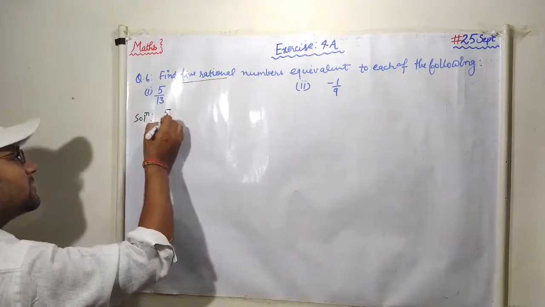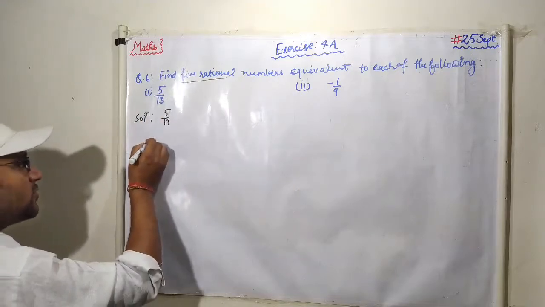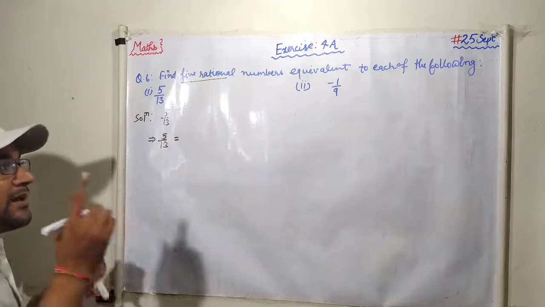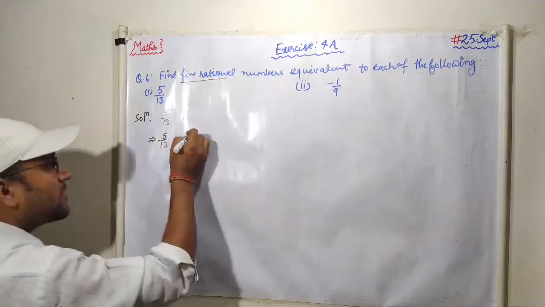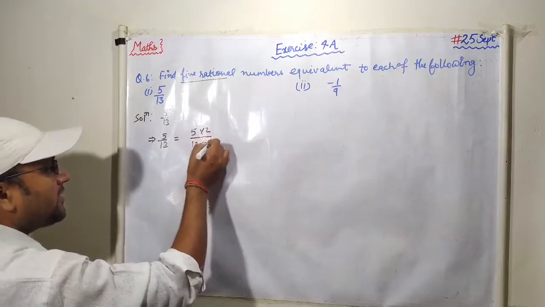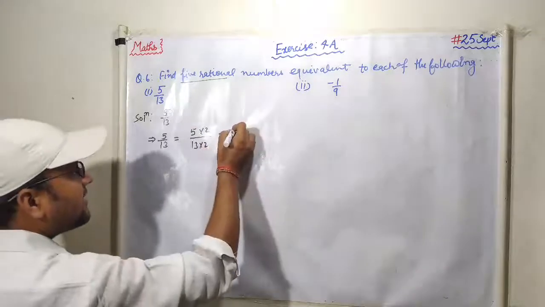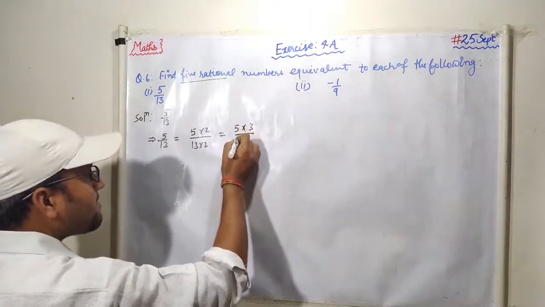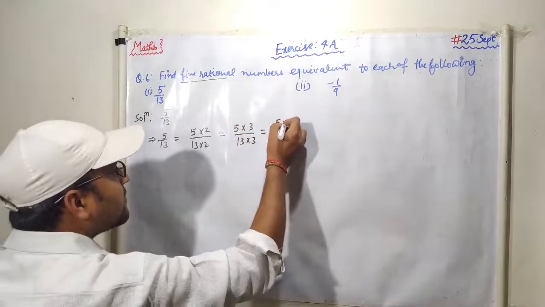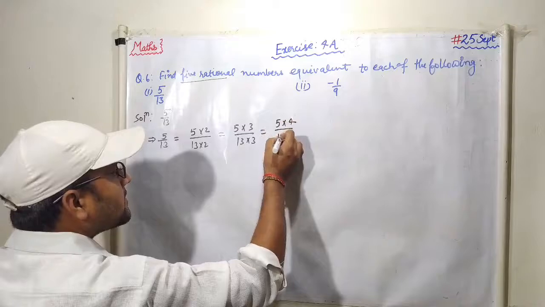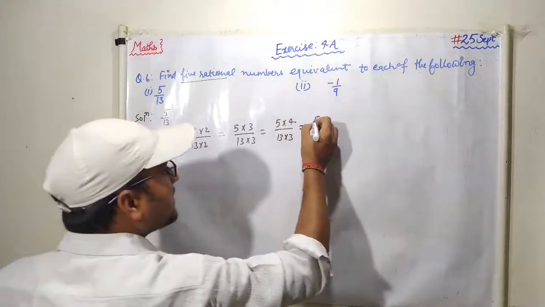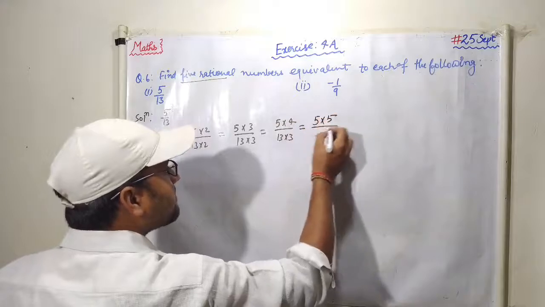5 upon 13 is equal to 5 upon 13 multiplied by the same non-zero number. First it is multiplied by 2, both numerator and denominator. Then the same number, again it is multiplied by 3, again it is multiplied by 4, then again it is multiplied by 5.